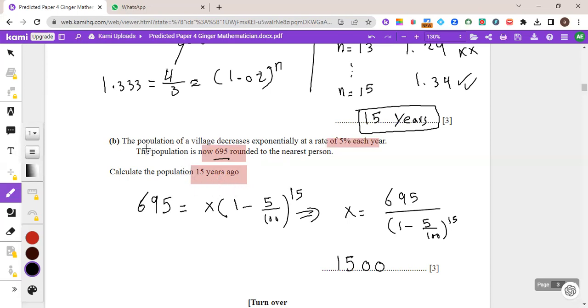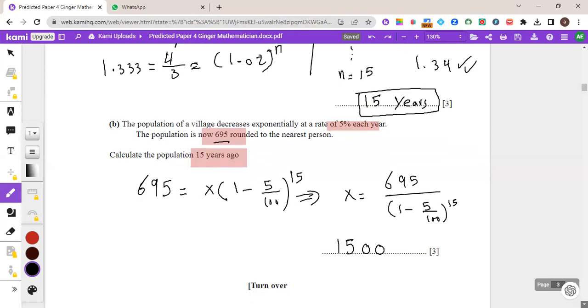If he says, for example, the population of the village decreases exponentially at a rate of 5% each year, and the population is 695 now, find the population after 15 years, then you multiply normally. Okay? You got the difference? Okay. Next question.